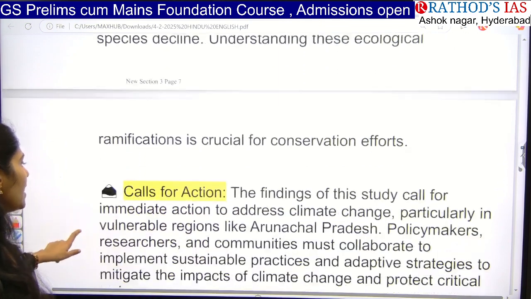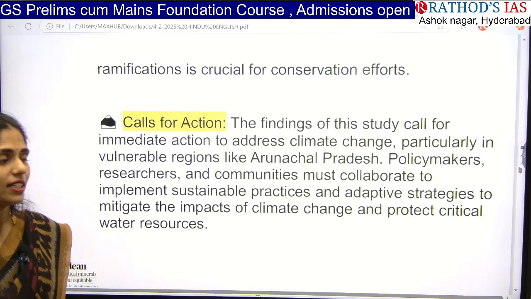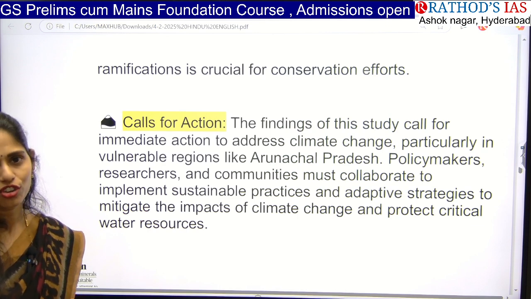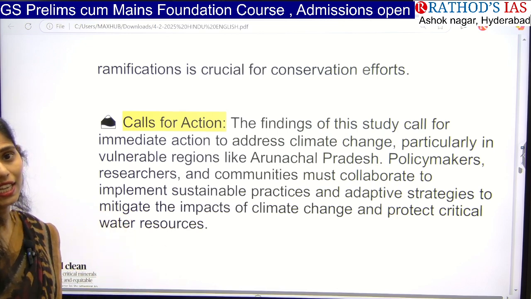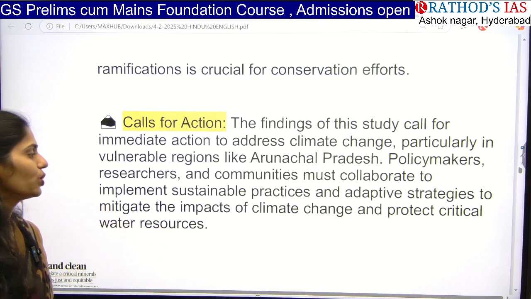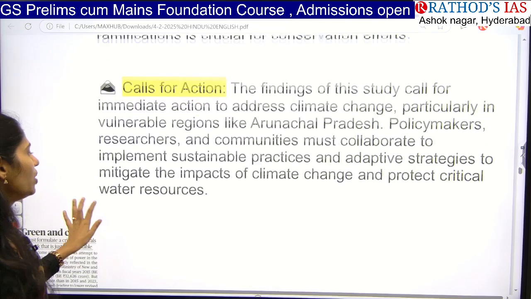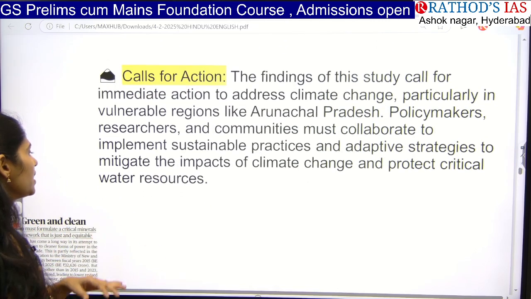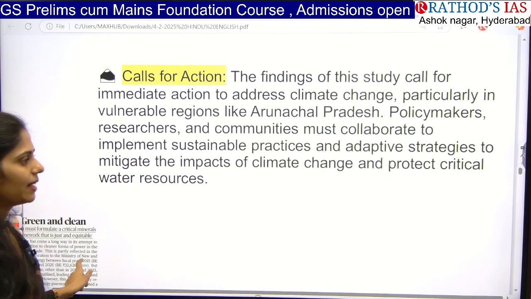Okay, and this article is saying that we have to take some climate change related steps, and especially regions like Arunachal Pradesh have to focus on more steps. Policymakers, researchers and communities have to collaborate together, so that they can come up with sustainable practices and adaptive strategies, so that we can mitigate the impact of climate change and protect critical water resources as well. So this is what is mainly said in this article.